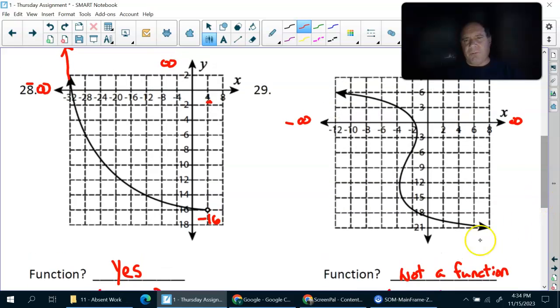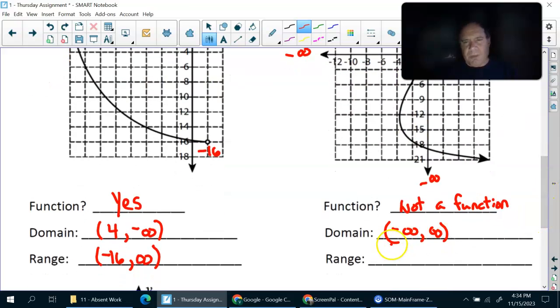Same thing for the y. The lowest part of this graph is negative infinity, all right, because it just keeps on going. And then the highest point of this graph is positive infinity because it keeps on going in that direction. So we are going to have negative infinity and positive infinity.